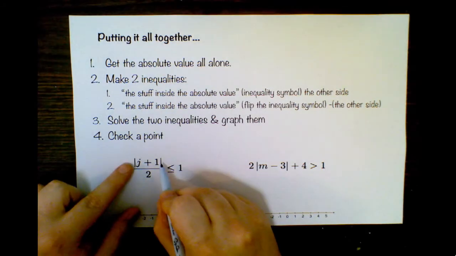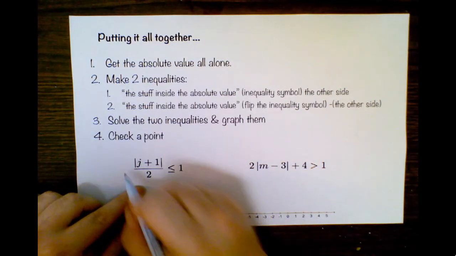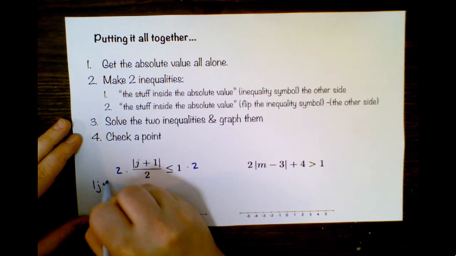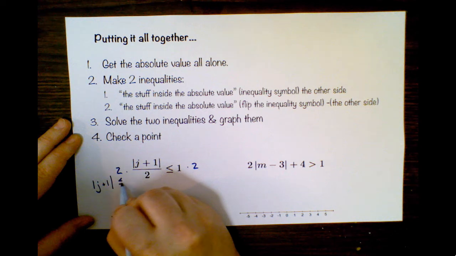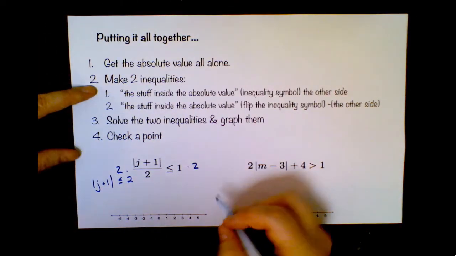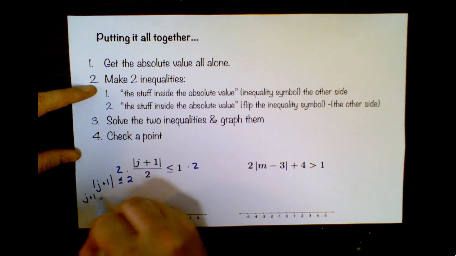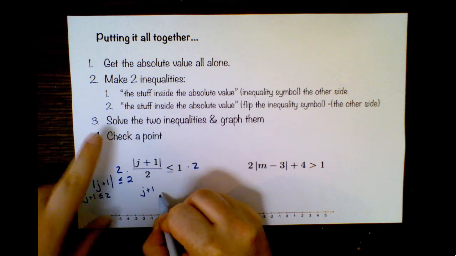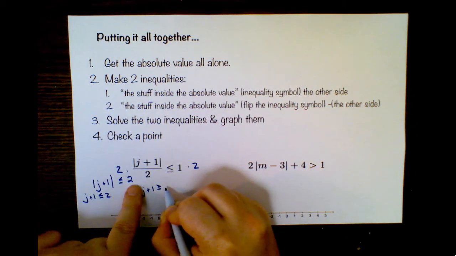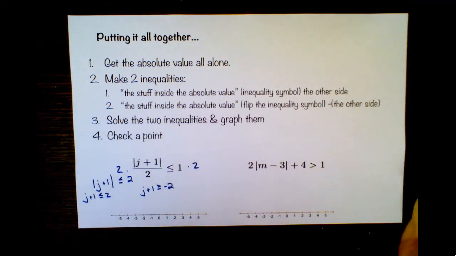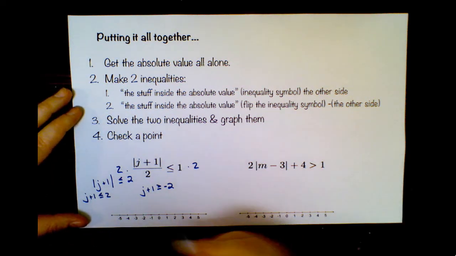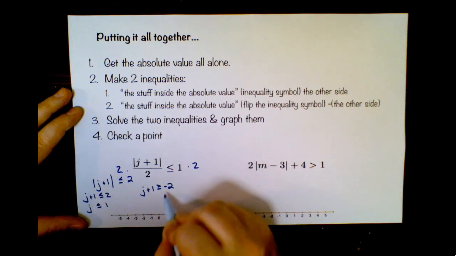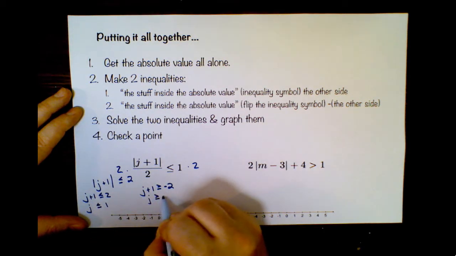Alright, so first thing I have to isolate this absolute value. I'm going to multiply both sides by 2. So the absolute value of j plus 1 is less than or equal to 2. Now I have to make my two inequalities. So j plus 1 is less than or equal to 2. And for my second one I flip this and I make that negative, so j plus 1 is greater than or equal to negative 2. So that means that j is less than or equal to 1, because I subtracted 1 from both sides, and j is greater than or equal to negative 3.